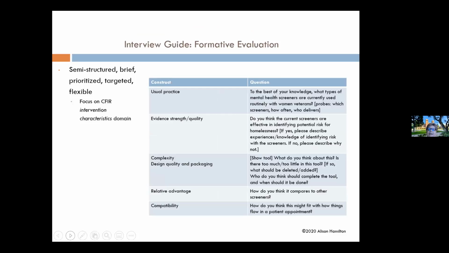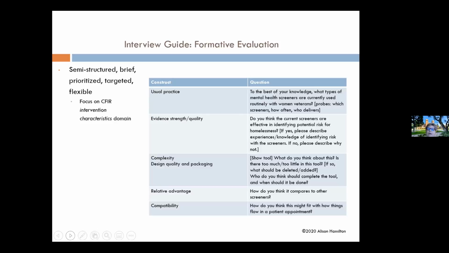So this is just a piece of our interview guide, and I share this to go back to that point that I was making before about how a table might really help you think through the constructs that are available to you in your framework. So for example, focusing on the intervention characteristics domain of the CFIR, we were looking at things like usual practice, the strength of the evidence, the complexity of the tool, relative advantage of the tool, compatibility. These are all diffusion of innovation constructs as well.